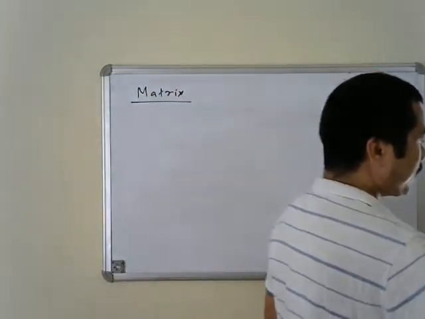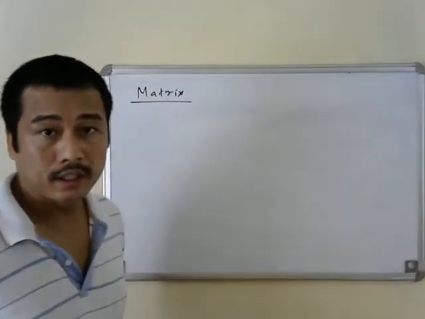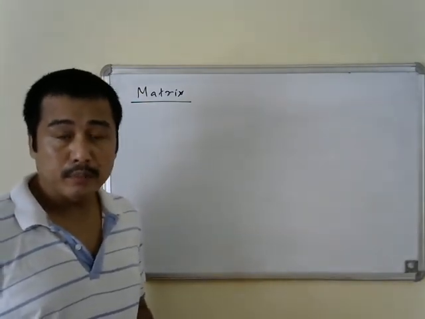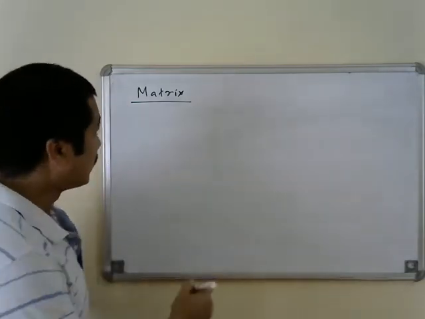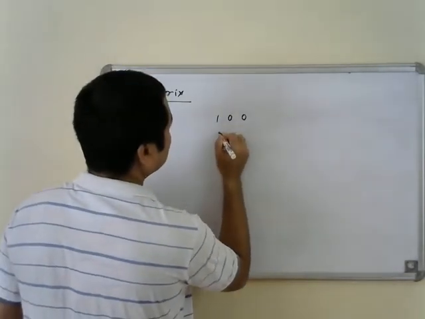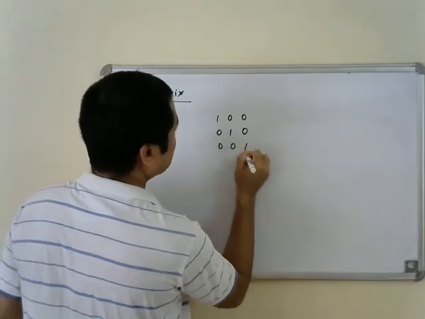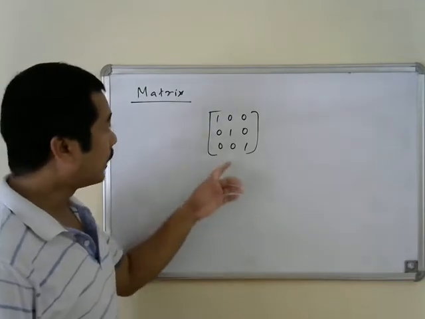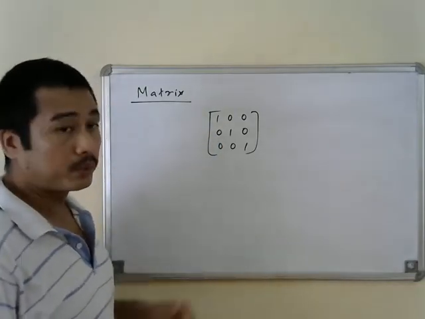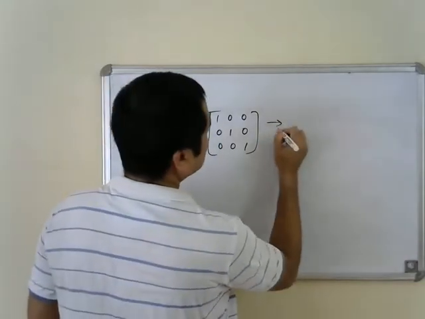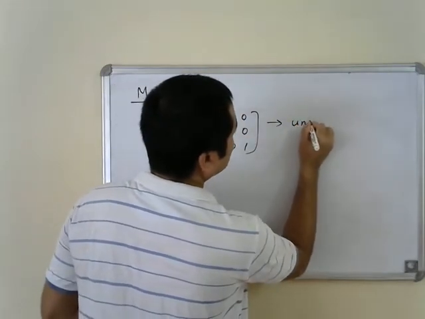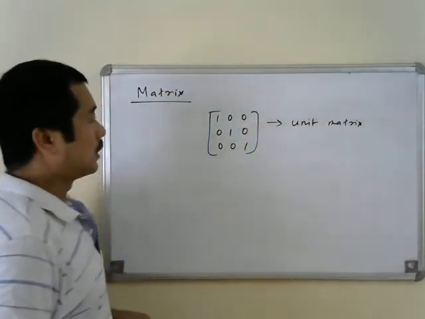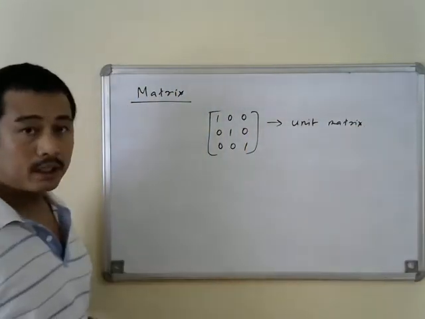Now, for such a diagonal matrix for which all the non-diagonal elements are equal to 0, if the diagonal elements are equal to 1, that is, if you have a matrix where the diagonal elements are all equal to 1 while the non-diagonal elements are equal to 0, then this is such a square matrix we call a unit matrix. This is a 3-dimensional unit matrix.